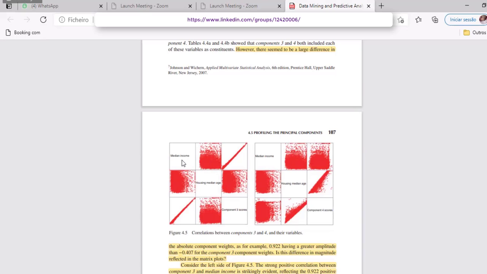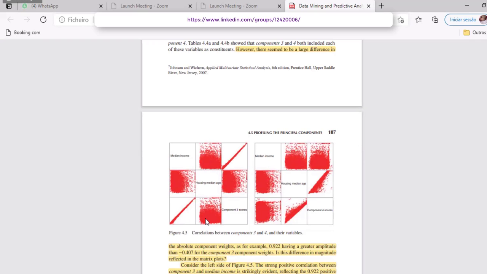As we have seen before, this is mainly about median income with a little effect of house median age, and this is the inverse. And here we see that there is a strong relationship between the median income and component number 3, and it seems to have no relationship between the house median age and component number 3.